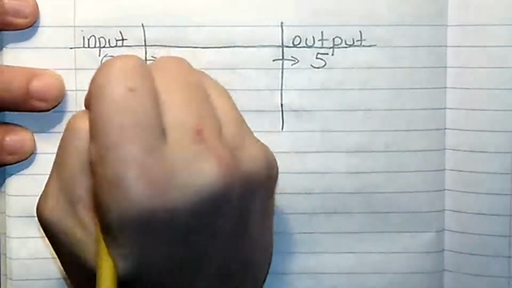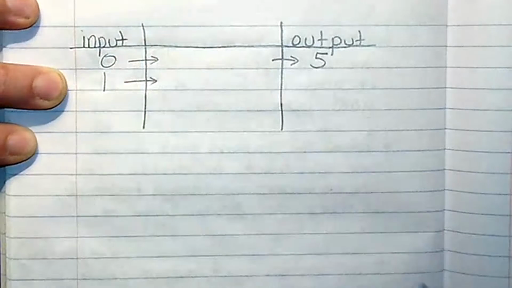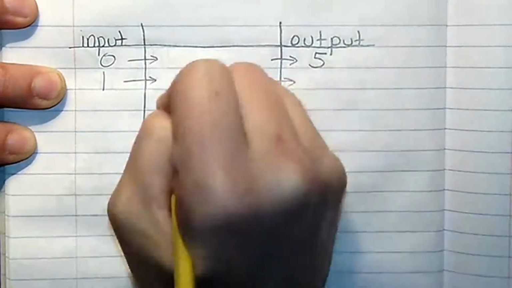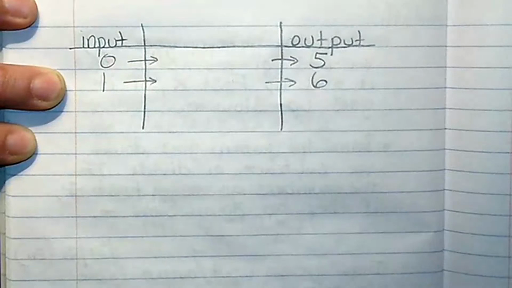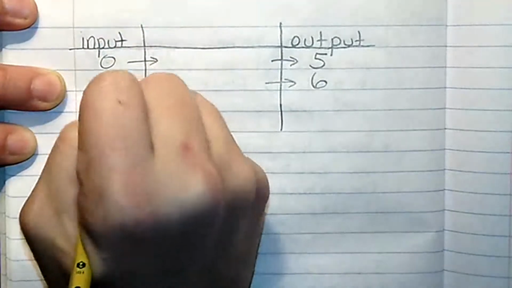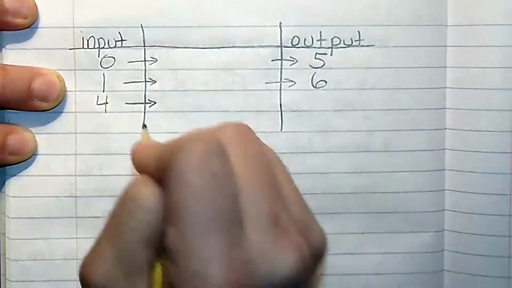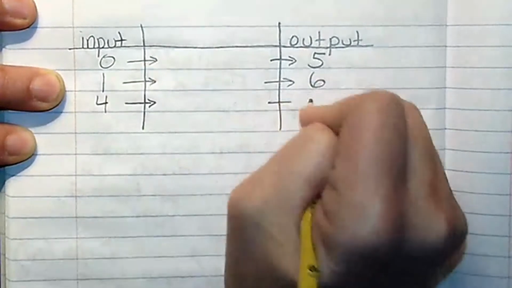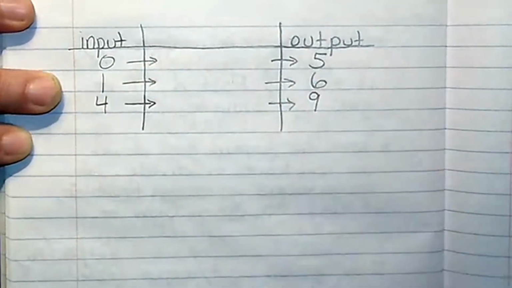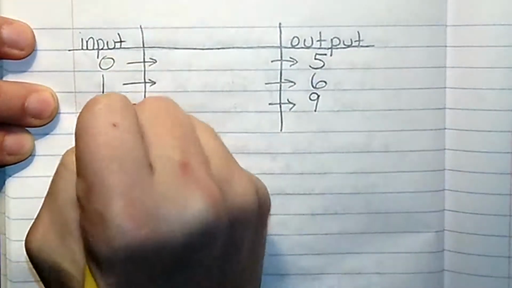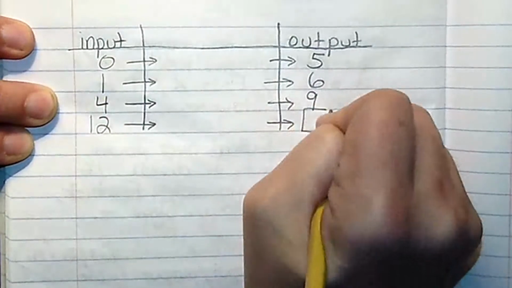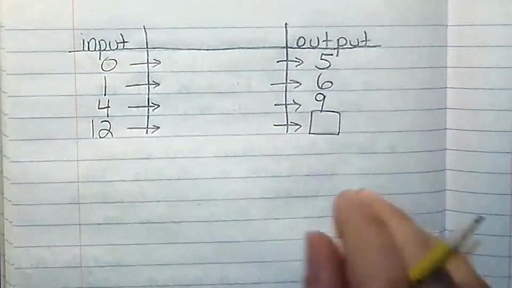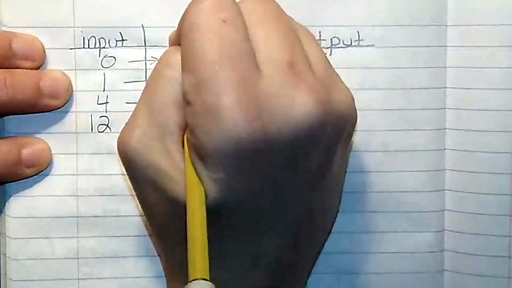Let's keep looking. 1 goes into the machine. Something happens. 6 comes out. 4 goes into the machine. Something happens. 9 comes out. 12 goes into the machine. Something happens. What number comes out? Well, first we have to figure out what is the rule.